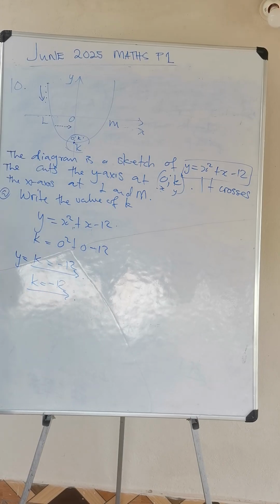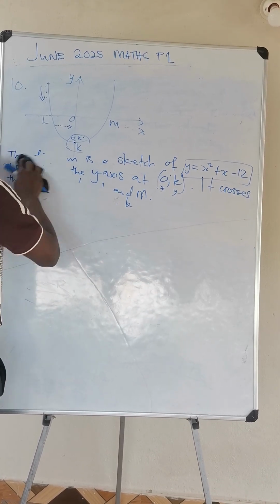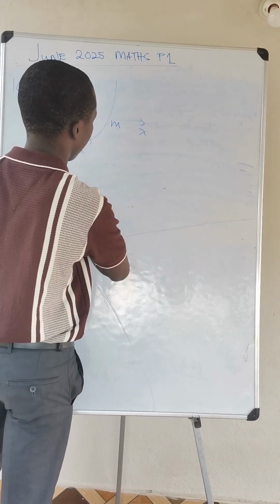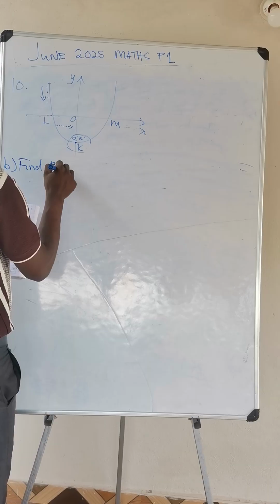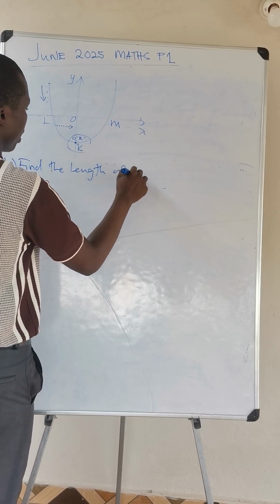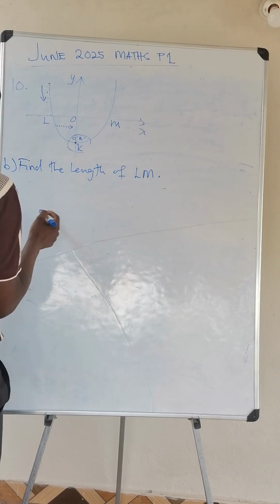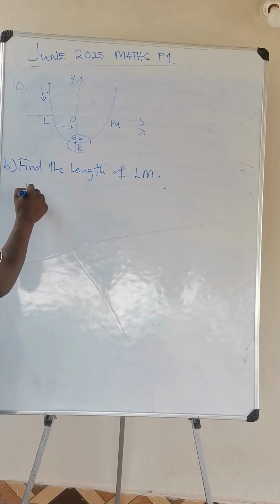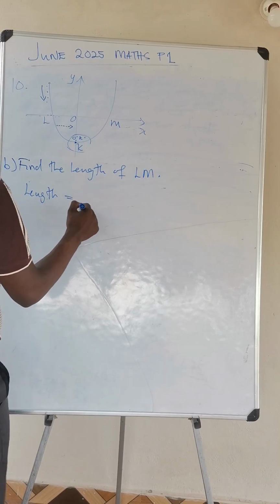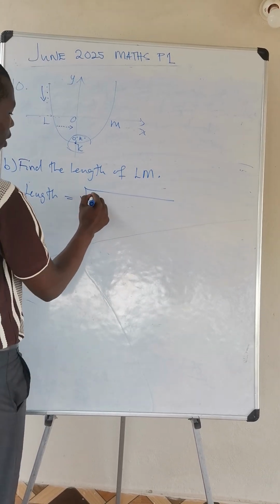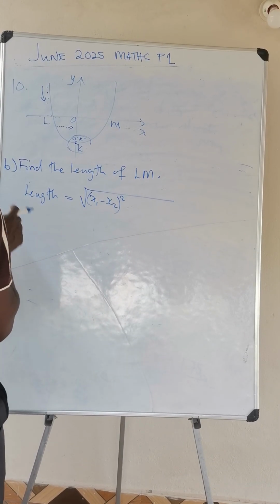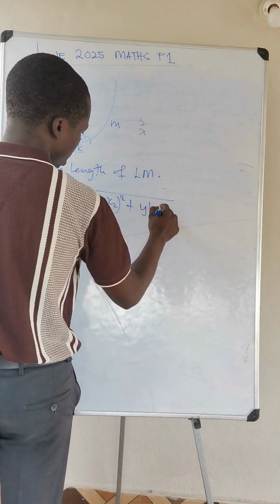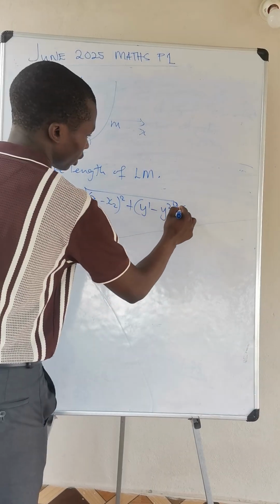The next part is part B: find the length of LM. To know the length, the length of a line, a straight line, is the square root of (x1 minus x2) squared plus (y1 minus y2) squared. So this is the formula.